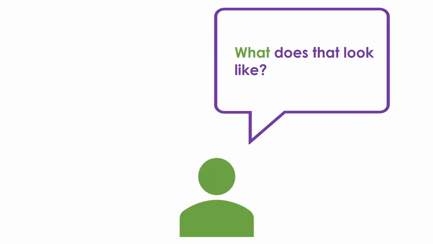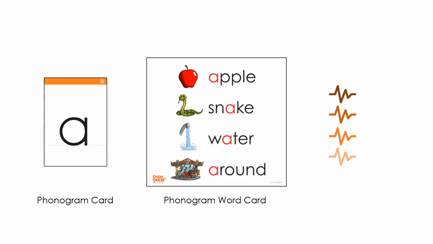What does that look like? Let's look at the letter A. The letter A has 4 sounds that we teach in Grapeseed: A in the word apple, A in snake, A in water, and A in around. The first is the most frequently used sound of the letter A, and A in snake is the second most frequently used sound, and so on. By learning the third and fourth sounds of letters, this increases the number of words that students can decode. This will also reduce the need for the students to guess what the word says.